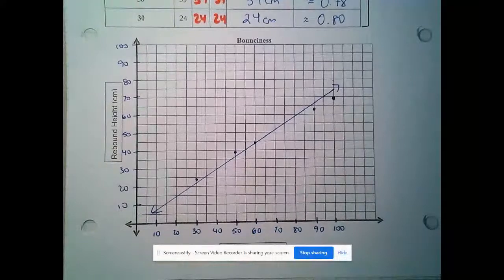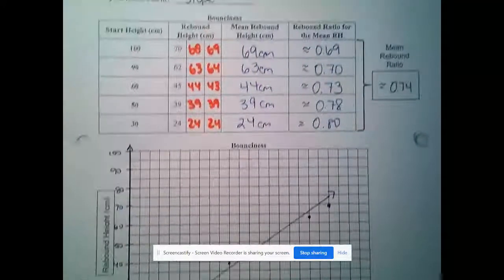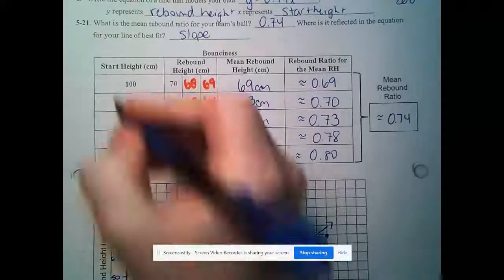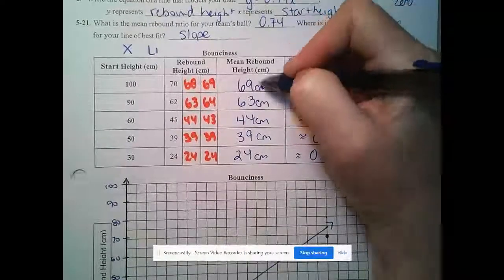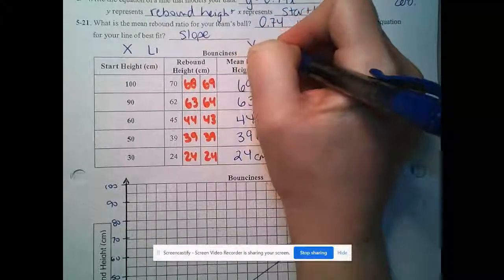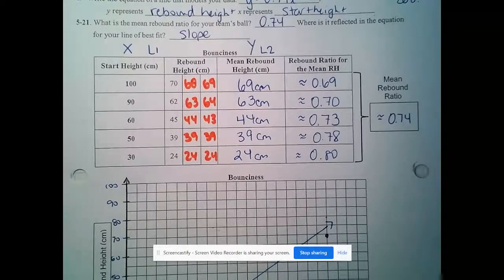Now, could you use your graphing calculator? Absolutely. So if you wanted to use your graphing calculator to do this, you would use your start height as X or L1. You would use your mean rebound height as Y or L2. And then you could ask it to do a fitted line. And it would do approximately what we just did manually on the graphing calculator. And you're welcome to play around with that. It's only 5 points of data, so it wouldn't take you very long.